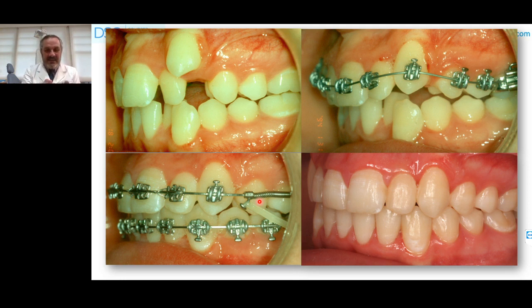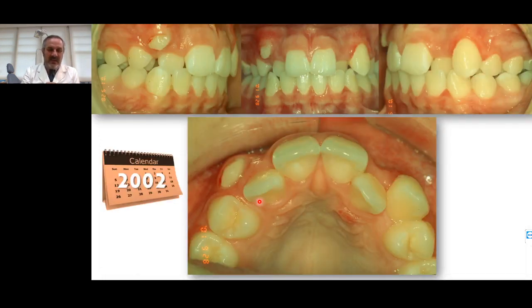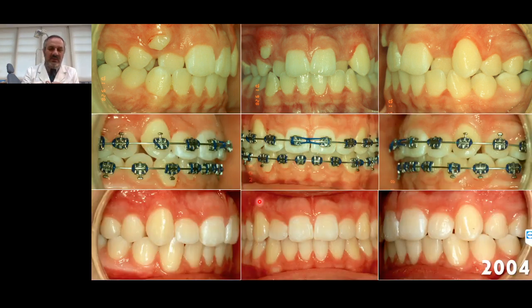The idea is to distalize the molar a lot first, and second, engage the canine, put elastic on the canine, and finish the treatment only with very simple and very cheap appliances. I started to use the Synergy bracket about 2002. This is a patient I treated with the Synergy bracket many years ago, in 2002.